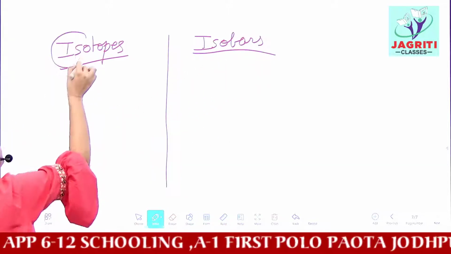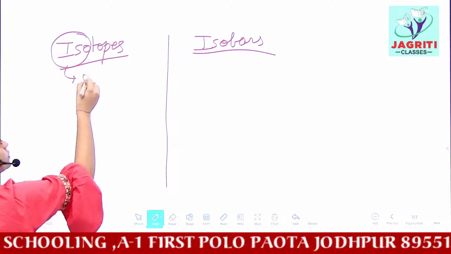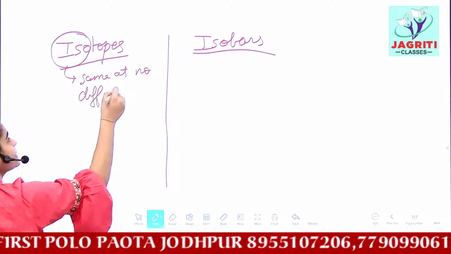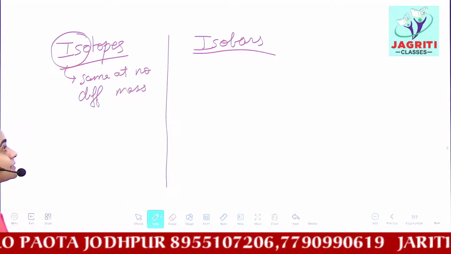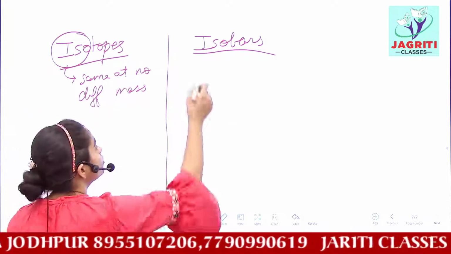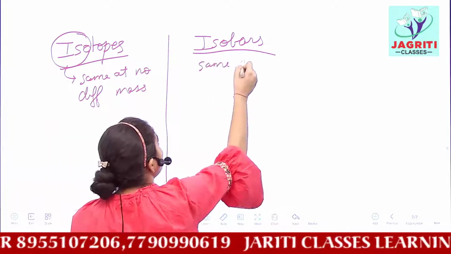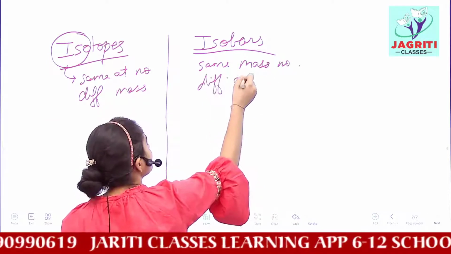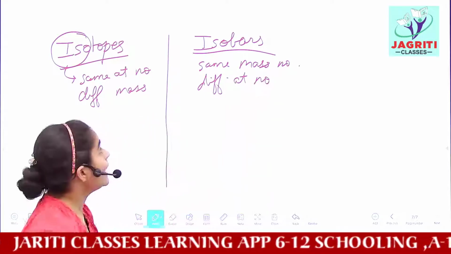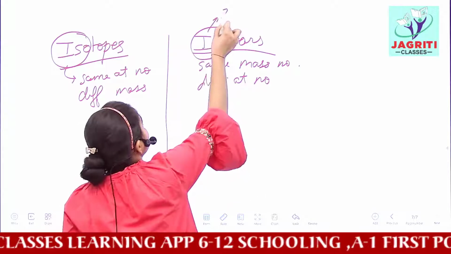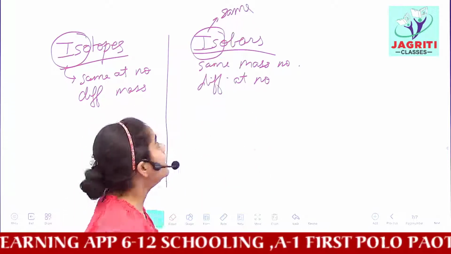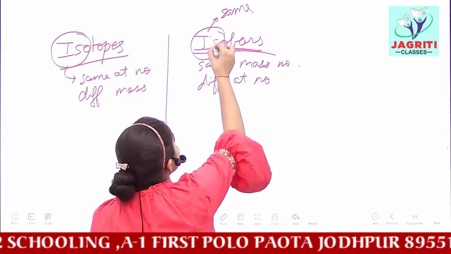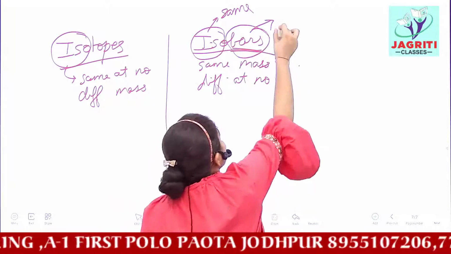Isotopes means, iso means same. It is the species having the same atomic number but different mass number, or you can say different mass, and just the reverse of it is isobars. Isobars have the same mass number but different atomic number. How to remember them? The word iso means same, and from bars you can say bhar, mass. Their mass is the same.